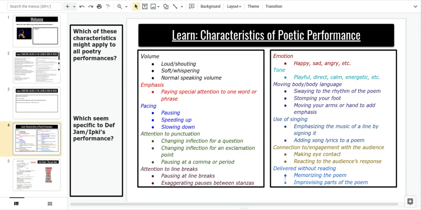So think about some of your performances when you've read the poetry in the crossover. Did you do all of these things or only some of them? So which ones do you think apply to every time somebody does poetry? Okay, and then which ones are specific to Def Jam, Ippy's performance? Which of these are ones that she's specifically using in her performance? Okay, and that's how you're going to answer these two questions.